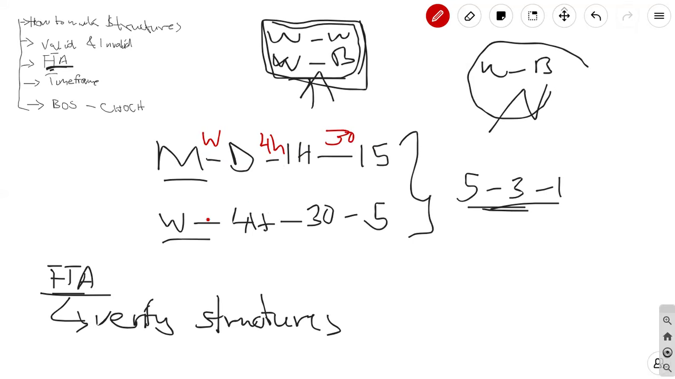Same applies in the weekly series. Between weekly and 4 hour, we have daily. Between 4 hour and 30, we have 1 hour. Between 30 and 5, we have 15 minutes. Now, whenever you find a structure, let's say we are using this weekly series, and we found a structure in 30 minutes. For example, we have found a 30 minutes break of structure. So this is the 30 minutes.